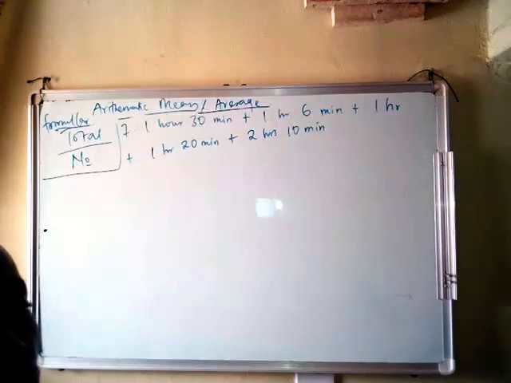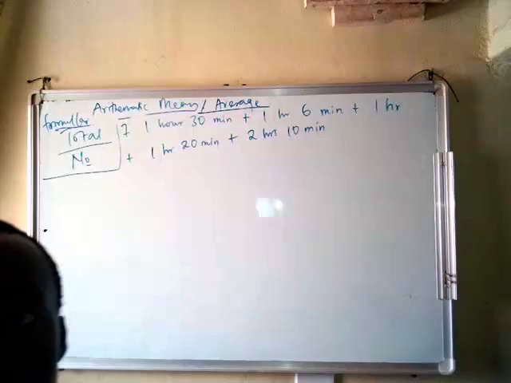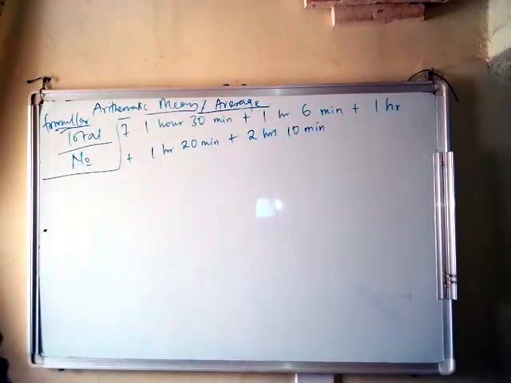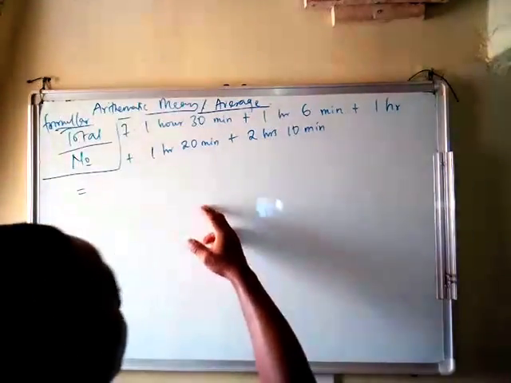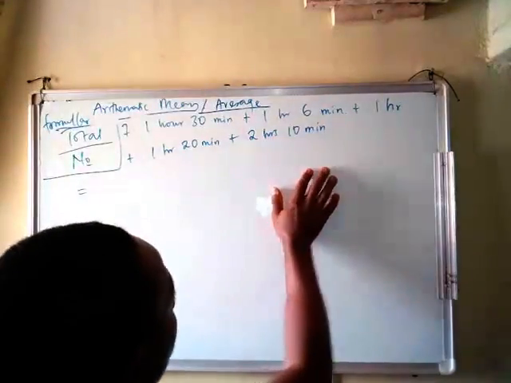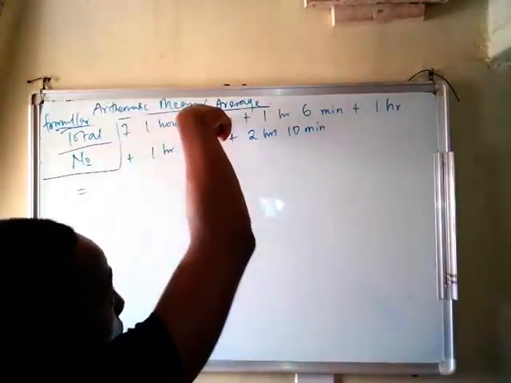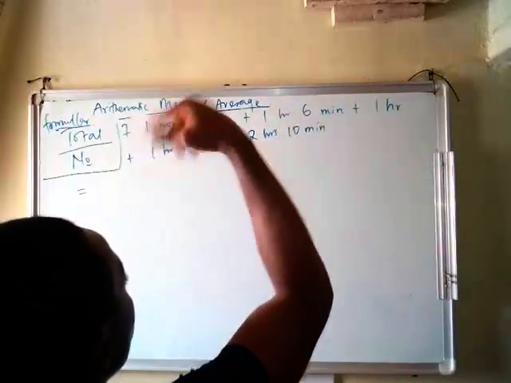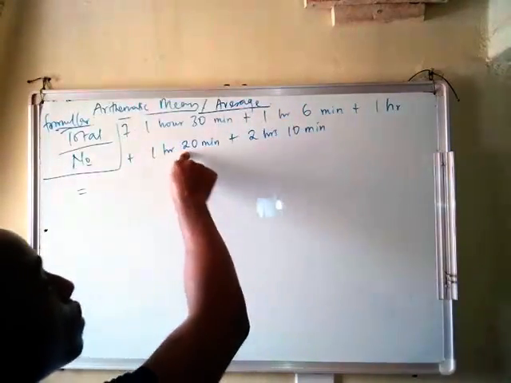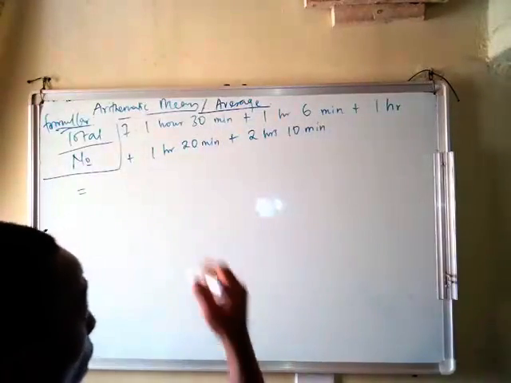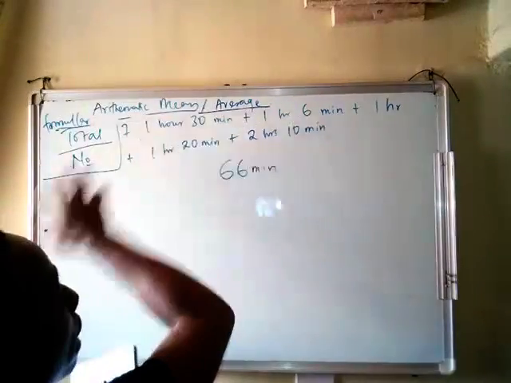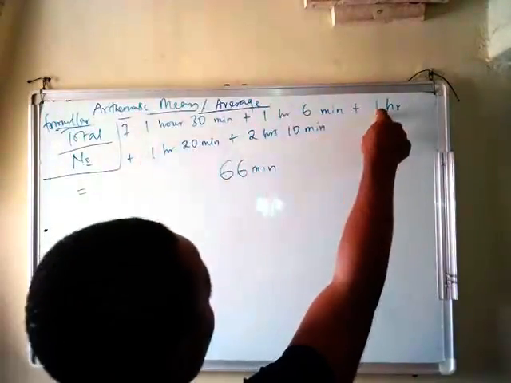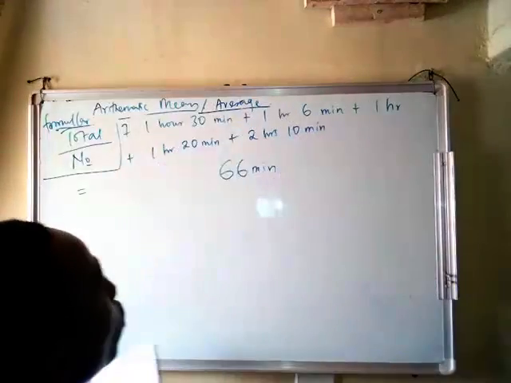So let's proceed. Let's add the smaller one first of all. So we're going to add the minutes part first. So we're having 30 here. 30 plus 6 is 36, right? Then 36 plus 20, of course, is 56. 56 plus 10 is 66. So we have 66 minutes. That's what we have gotten. So let's add the hour part. 1 plus 1, 2, 2 plus 1, 3, 3 plus 1, 4, 4 plus 2 is 6. So we have 6 hours and that.